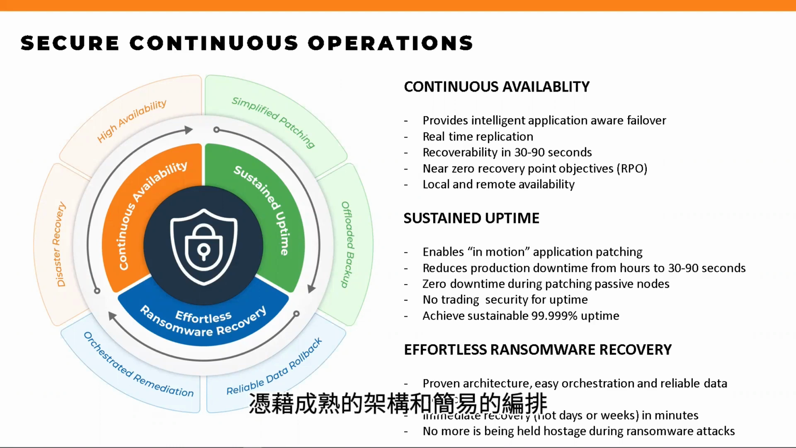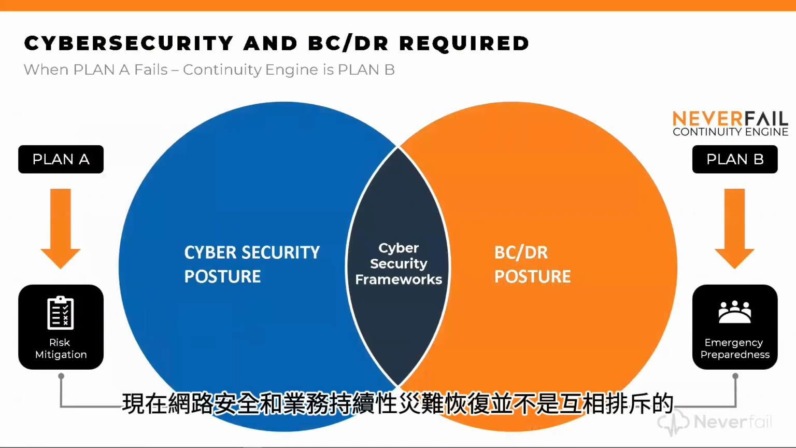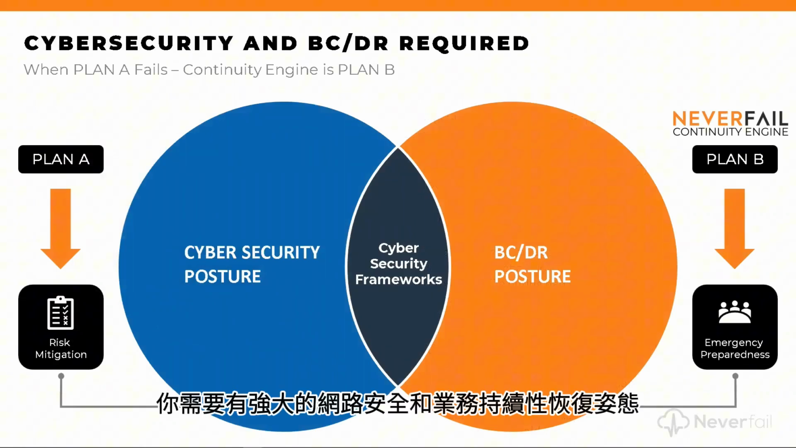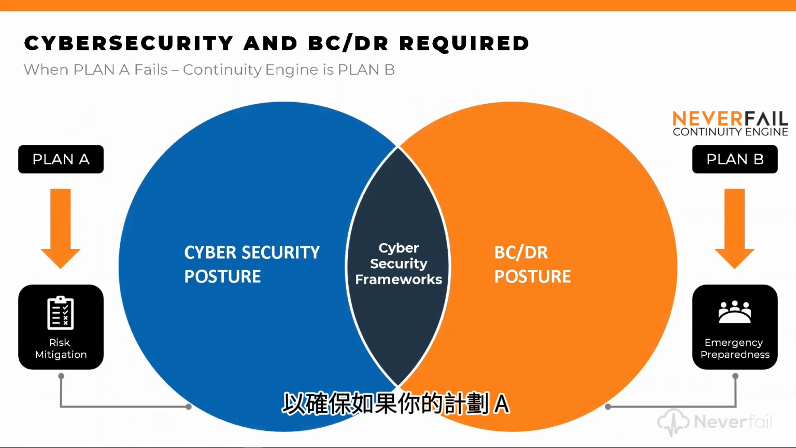With a proven architecture, easy orchestration, and reliable data rollback, Continuity Engine provides immediate recovery of data and mission-critical applications, not in days and weeks, but in minutes. No more are you held hostage during ransomware attacks, and so you're able to continue operations. Now, cybersecurity and BCDR are not mutually exclusive. You need to have a strong cybersecurity and BCDR posture to ensure that if your plan A or risk mitigation efforts fail, you have the means of recovery.